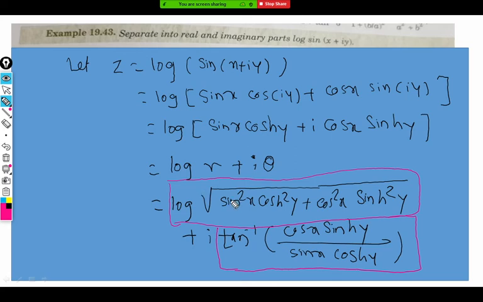This expression also can be simplified with the trigonometric identities, but it is not required. You can keep this as the answer because the question does not ask for that. 90% of the questions in hyperbolic and this log of complex number are coming as show that or prove that. And as the question is show that or prove that, the best part is the answer is with you. You just have to cross check whether you made any mistake or not. If there is a mistake, you can correct it.